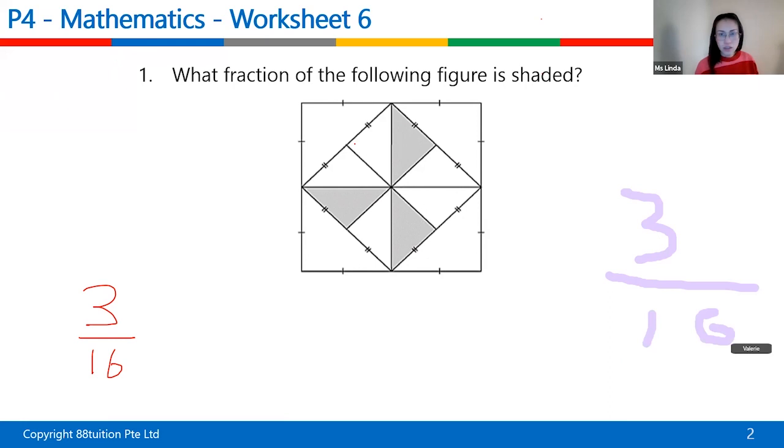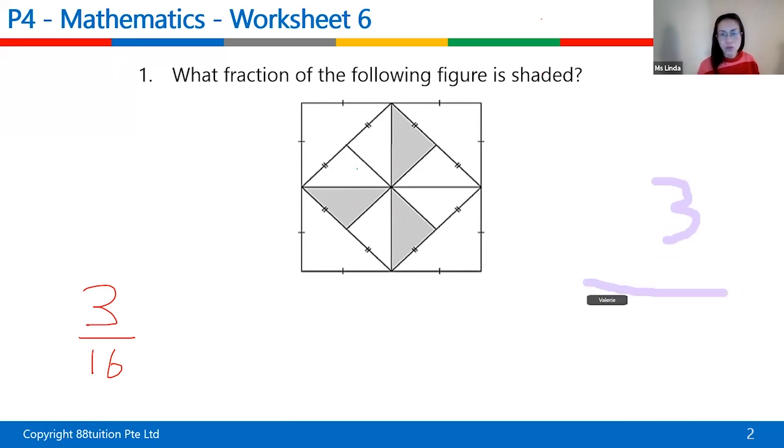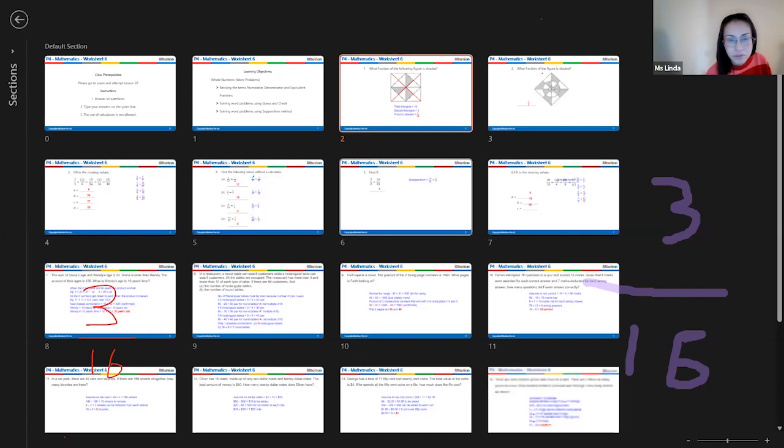I'm going to use a different color, blue. If you see, you've got those little triangles: 1, 2, 3, 4, 5, 6, so 2, 4, 6, 8. Also there are bigger triangles outside around the corners. If you actually divide them into half, my line is not going to be straight.